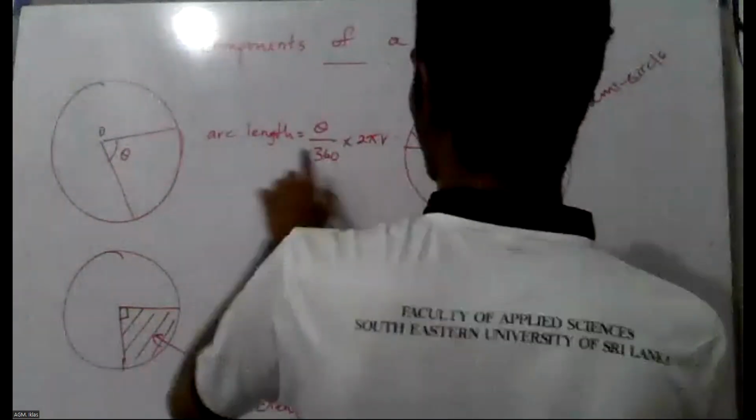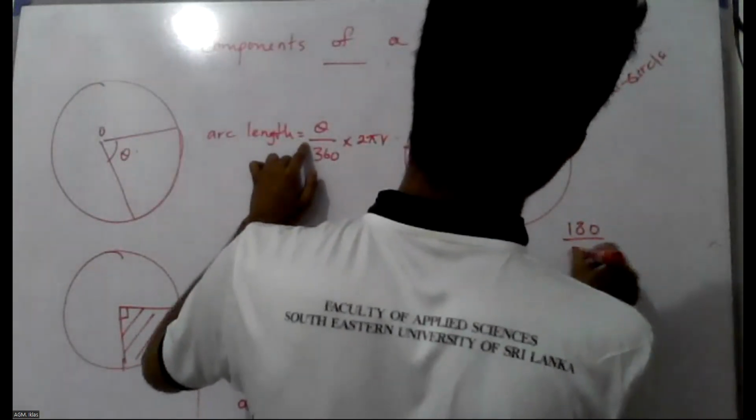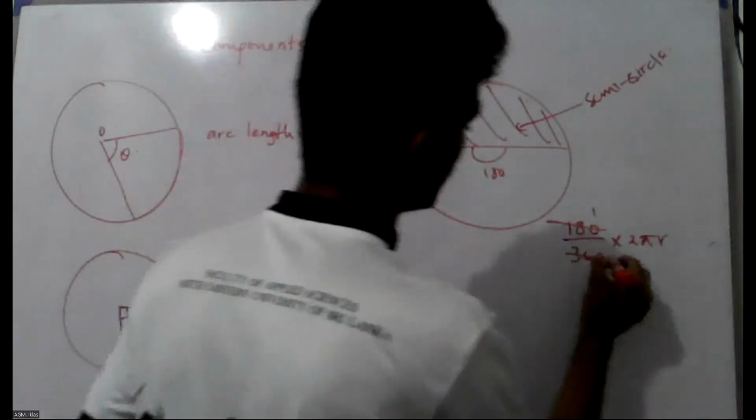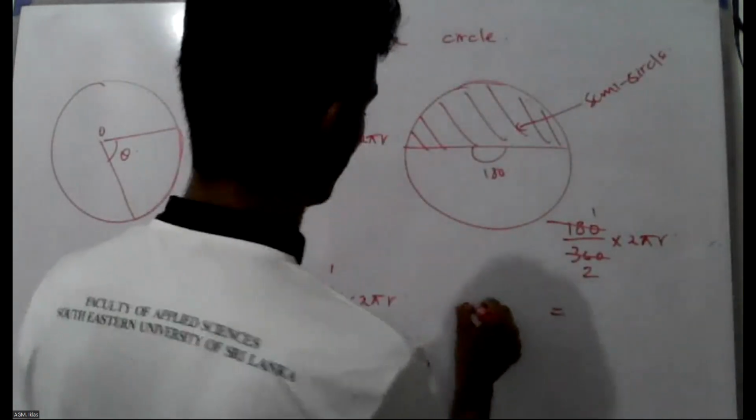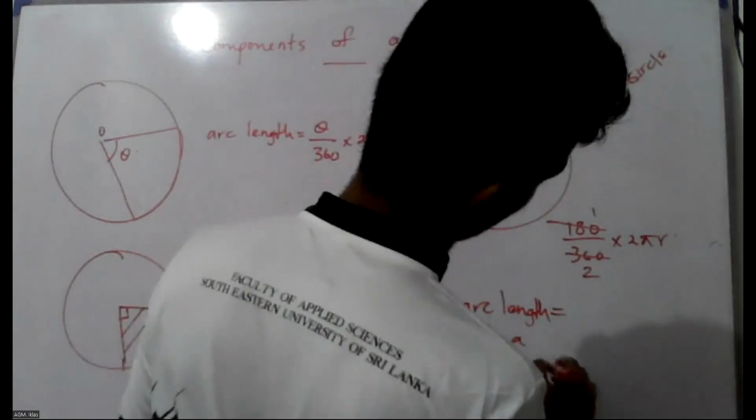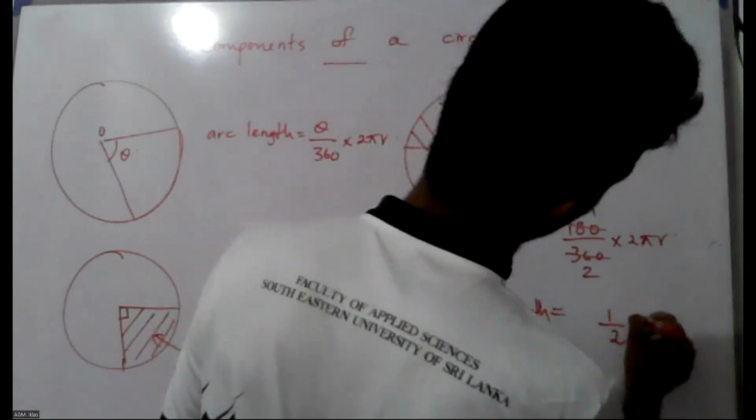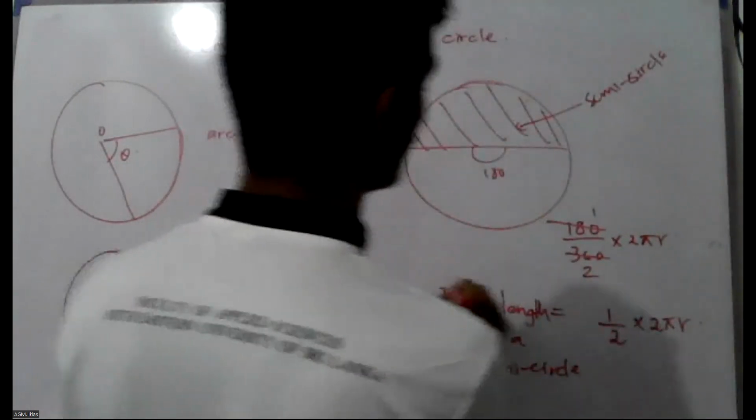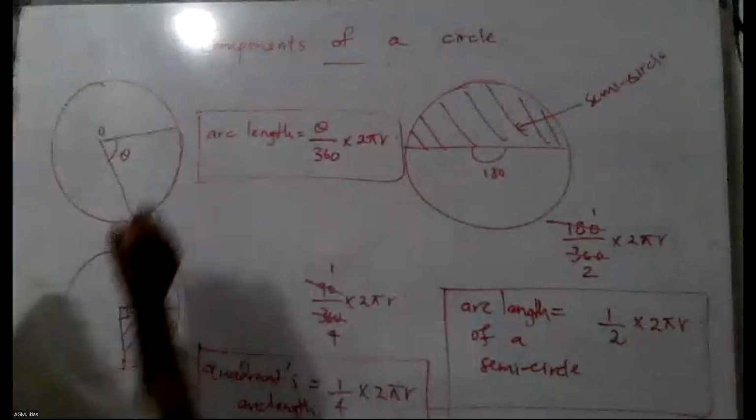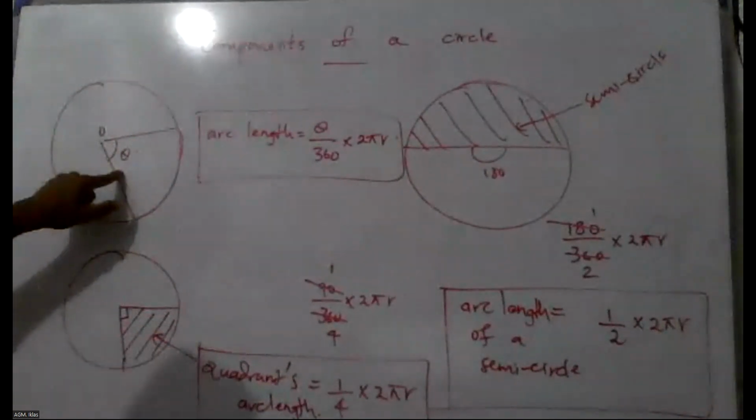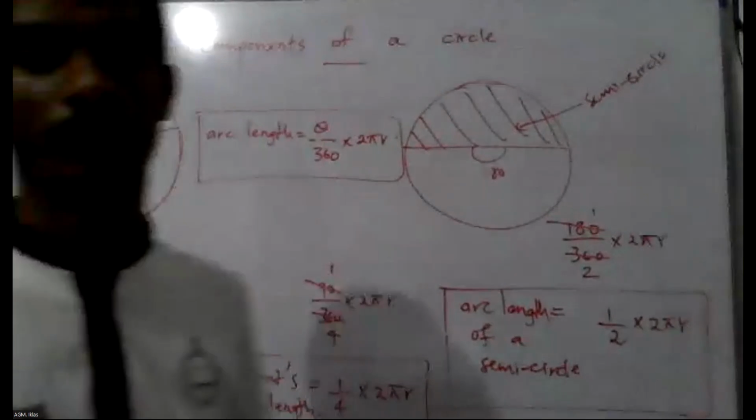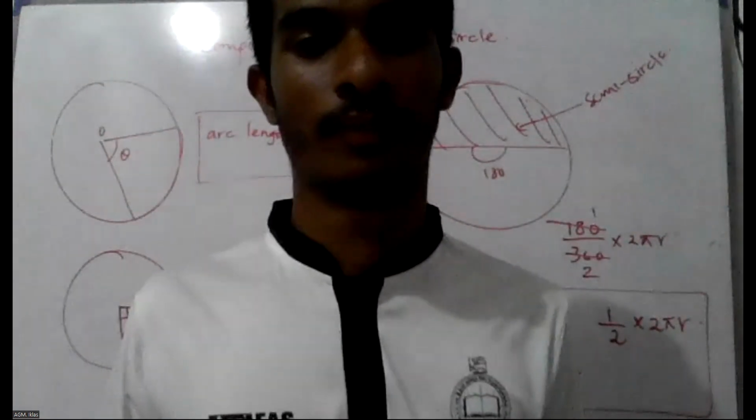For the semicircle, instead of theta, I'm going to put 180 over 360 into 2 pi r. If I simplify it, there are two 180s in 360. So the arc length of a semicircle is 1 by 2 into 2 pi r. You should remember these values, but the general equation is this. If the sector makes 60 degrees at the center, we are going to put 60 degrees.